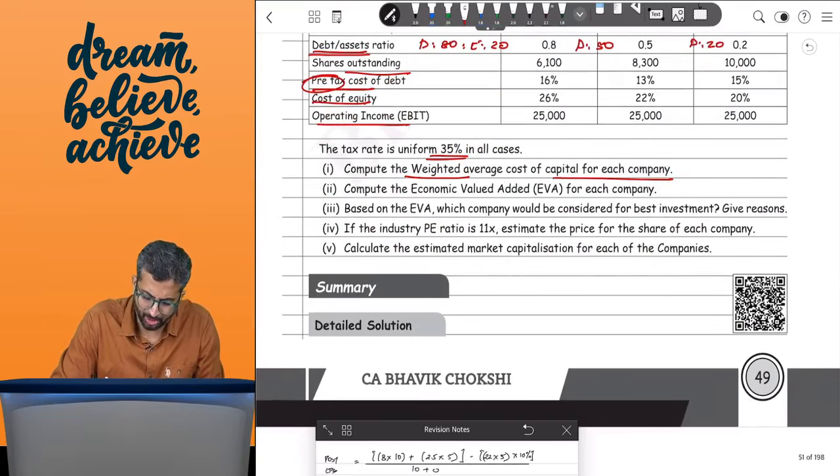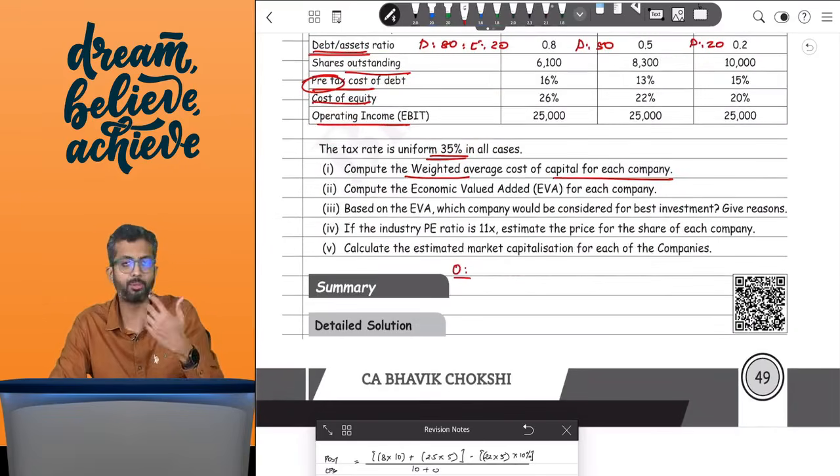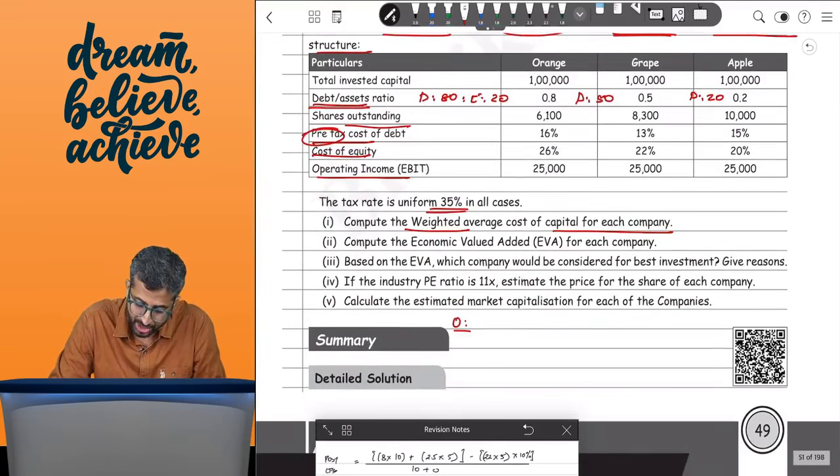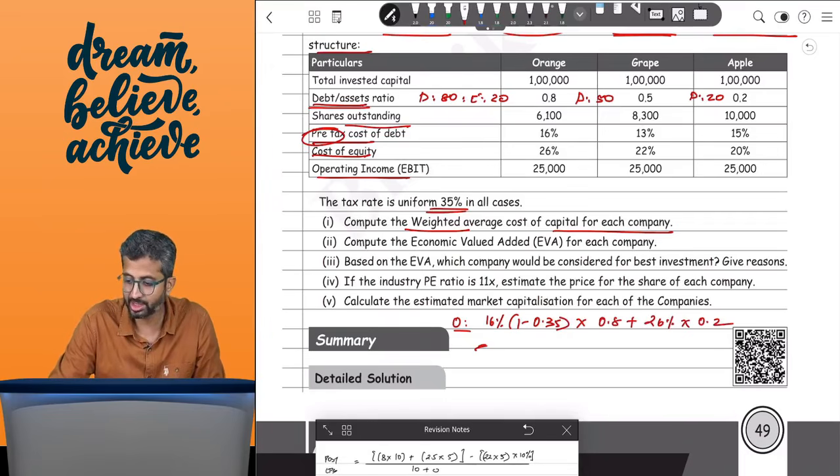So let us say if I do the working for orange, if I am able to solve for orange, I should be able to solve for grape and apple as well. So if I want to find the WACC, that is the cost of debt, that is 16% into 1 minus 0.35, Kd after tax, into the weight of debt, that is 0.8, plus cost of equity, which is 26%, into the weight of equity, which is 0.2, and then 16 into 0.65 into 0.8 plus 26 into 0.2, I think 13.52%. Okay, similar working you will do for grape and apple as well.